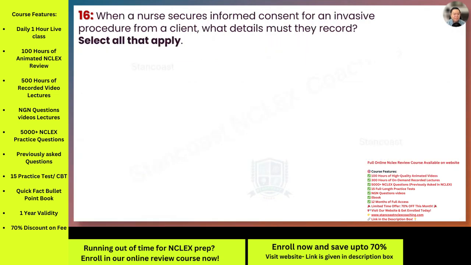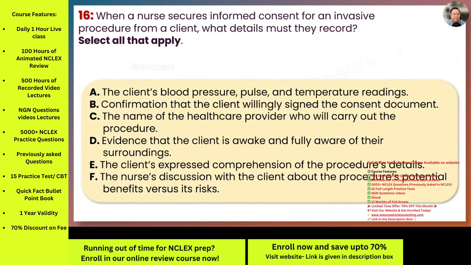16. When a nurse requires informed consent for an invasive procedure from a client, what details must they record? Select all that apply. Options: A, the client's blood pressure, pulse, and temperature readings. B, confirmation that the client willingly signed the consent document. C, the name of the healthcare provider who will carry out the procedure.